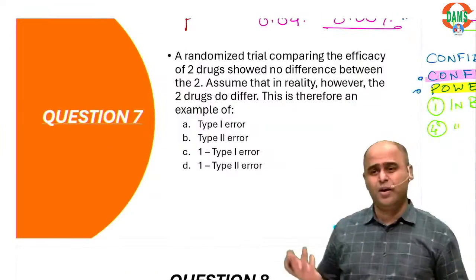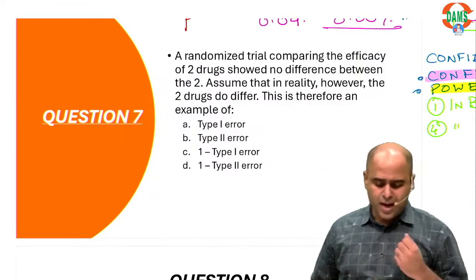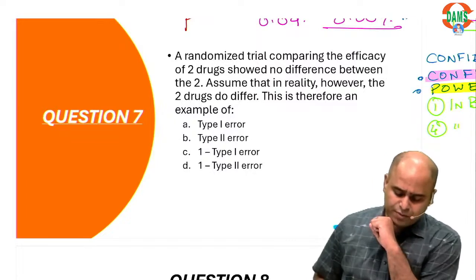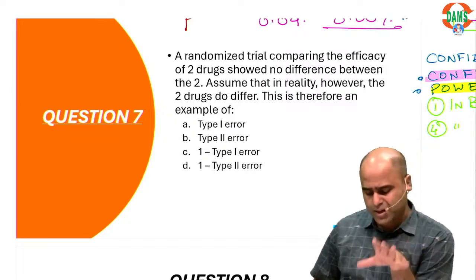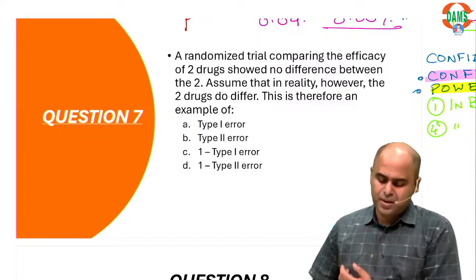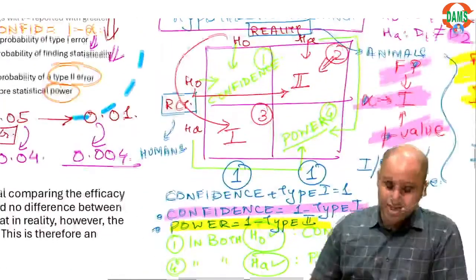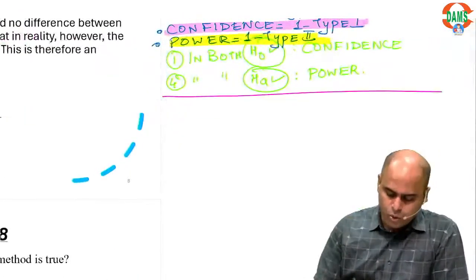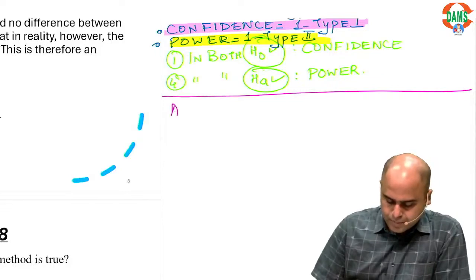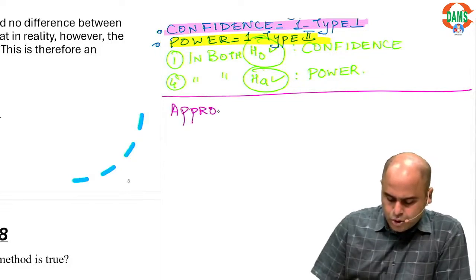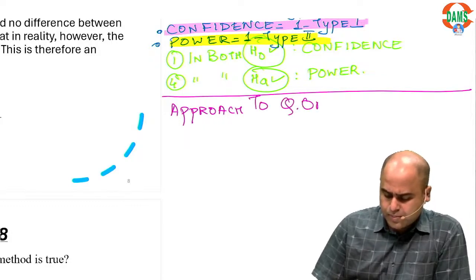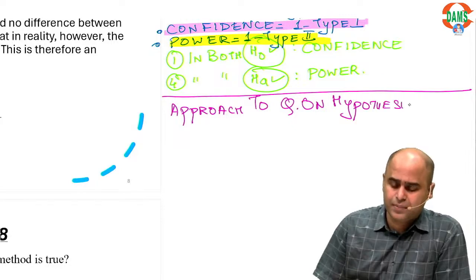Question 7, a bread and butter question of this topic. A randomized control trial comparing the efficacy of 2 drugs showed no difference. Assume that in reality there is. This example again comes from the same 2 by 2 table. But how to approach such questions? Approach to questions on hypothesis testing.